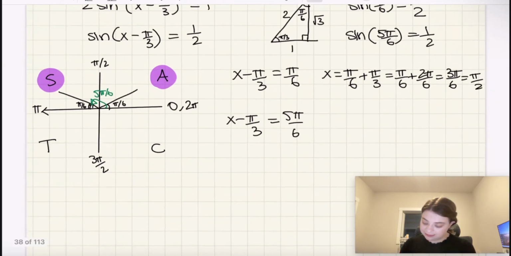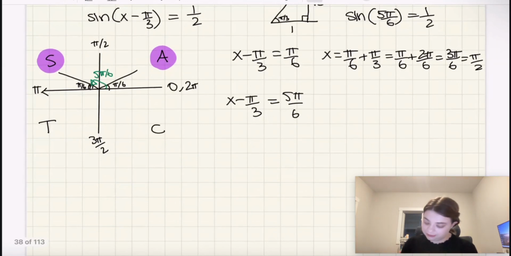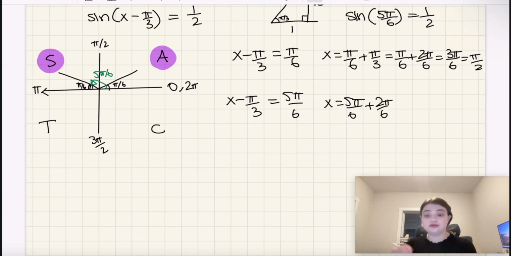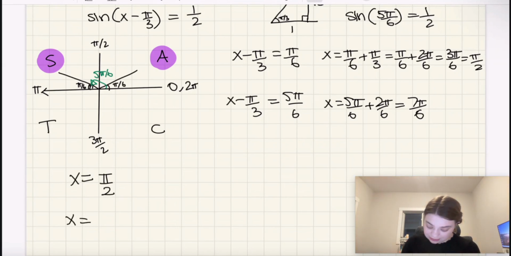Okay, now let's do the same thing here. Let's add pi over 3. So if we do that, we get x equals 5 pi over 6 plus pi over 3, which I'm actually just going to automatically put in that pi over 3 is the same as 2 pi over 6. And that's going to equal 7 pi over 6. Now, if we were just asked to find the answers for this from the first cycle, we could just say, okay, well, those are our answers. It's pi over 2 and also 7 pi over 6, and then that's the end of it.